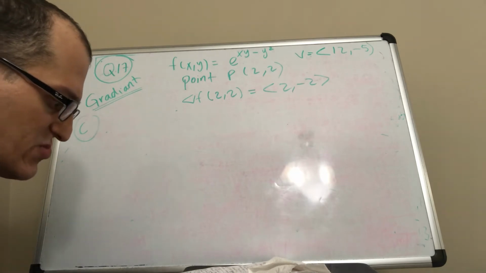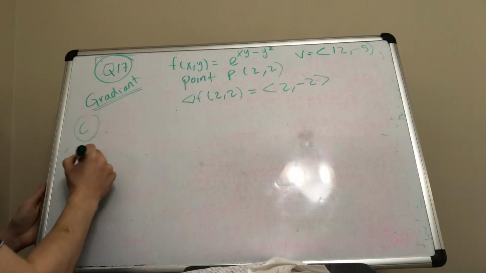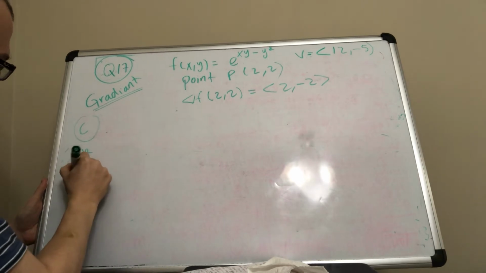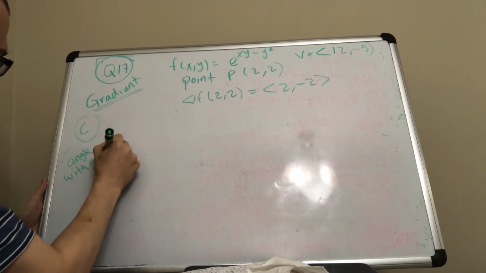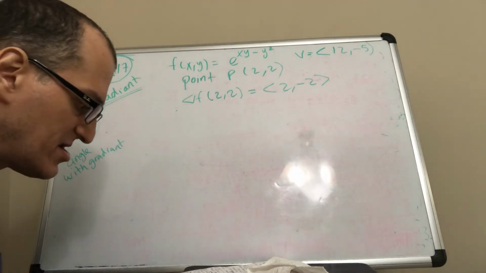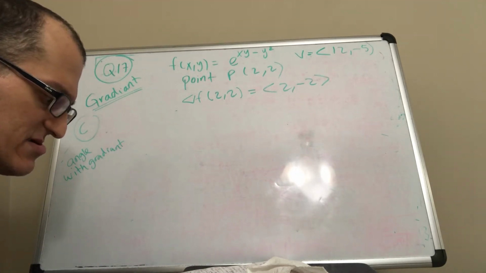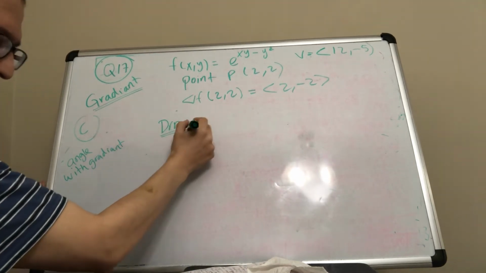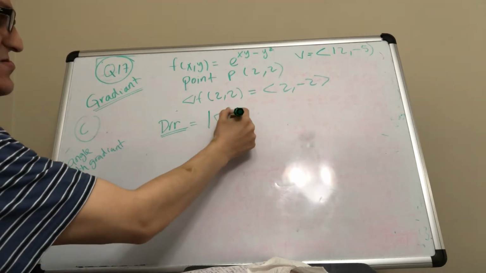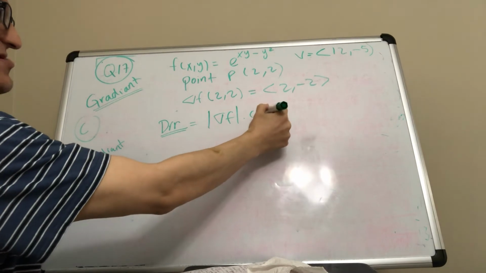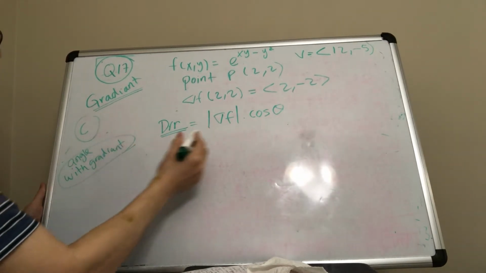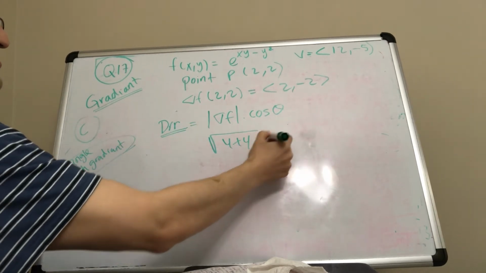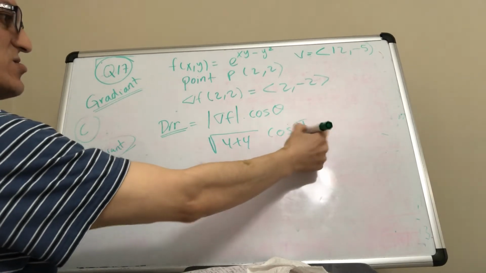What if it's a direction with the angle with gradient? If they ask you with the angle with the gradient, all you need to do is this. The direction in this case is going to be, you take the value of the gradient, cosine theta. That's if it's angle with gradient. So the value of this, you square the first one, you square the second one, and cosine pi over 4.